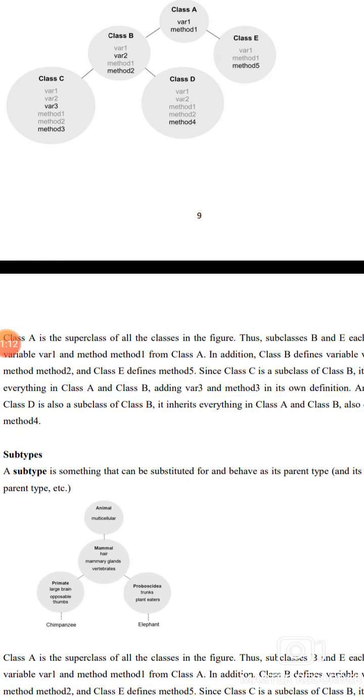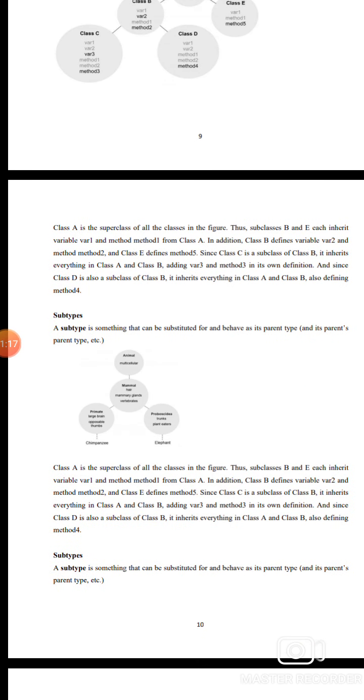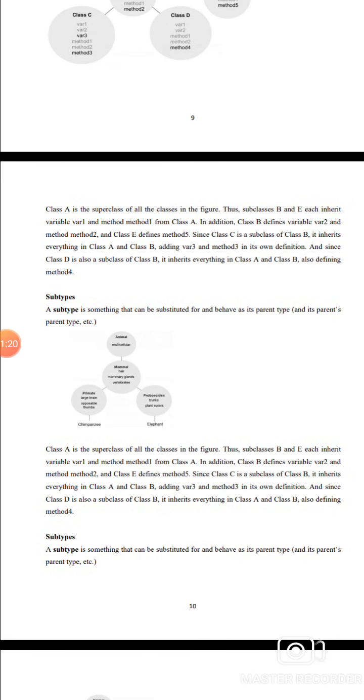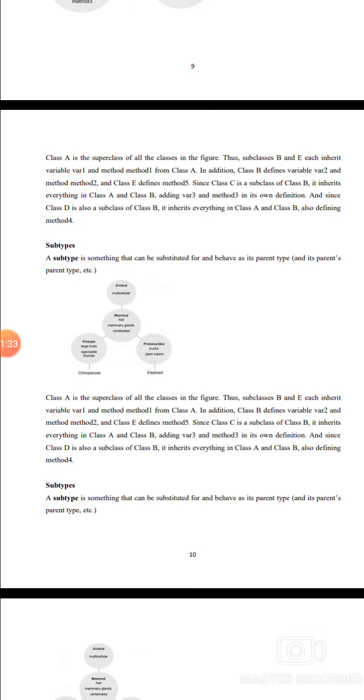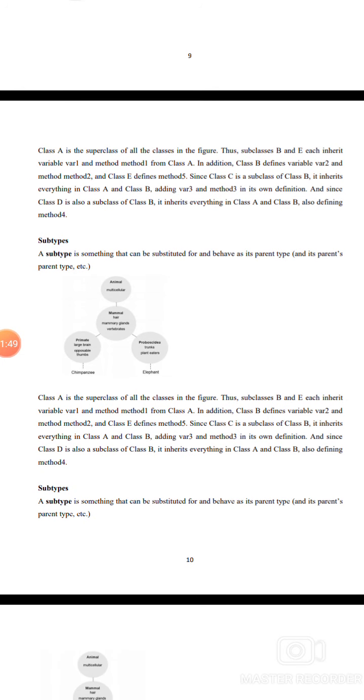Class A is the superclass of all classes. The subclasses B and E can inherit the variable var1 and method 1 from class A. In addition, class B defines variable var2 and method 2, and class E defines method 5. Since class E is a subclass of class B, it inherits everything in class A and class B, adding var3 and method 3 in its own definition. Since class D is also a subclass of class B, it inherits everything in class A and class B, also defining method 4. Subtype: subtypes can be substituted and behave as a parent type.